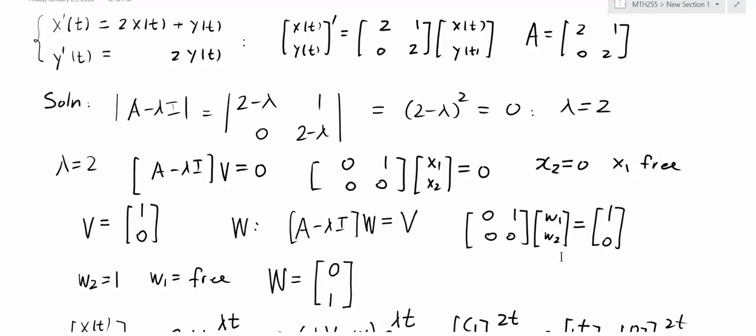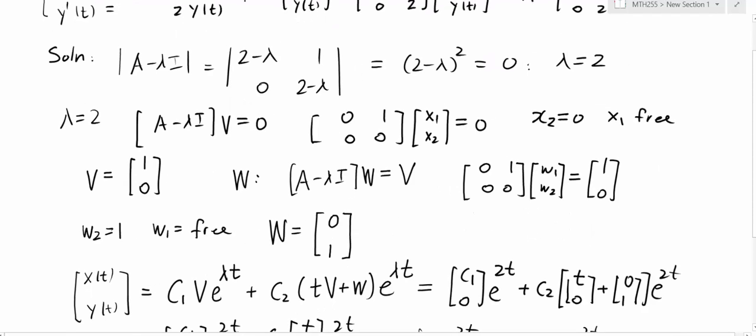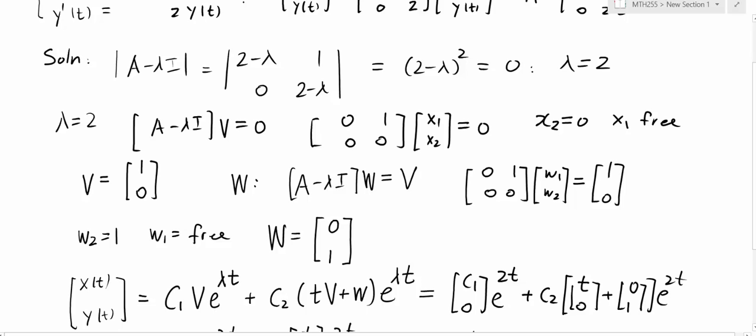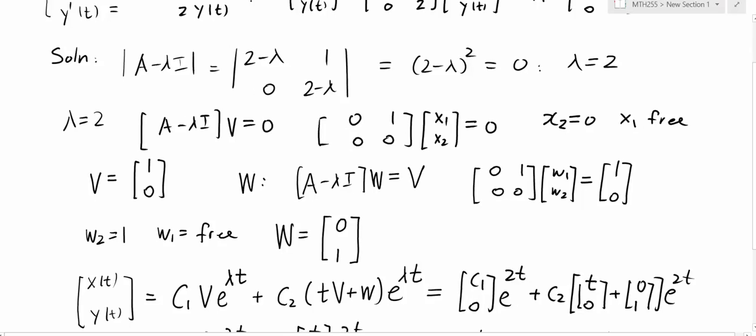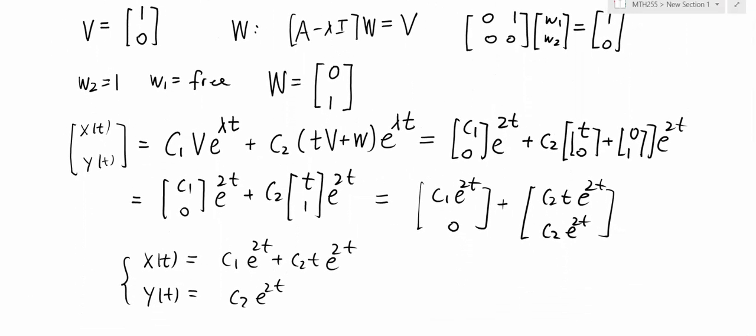We multiply the equations out again. And we have W2 is equal to 1, and W1 is free. So we now choose a non-zero vector for W again. W2 is 1, W1 is free, so we choose the simplest number possible. This is 0. And then we have now both vectors.